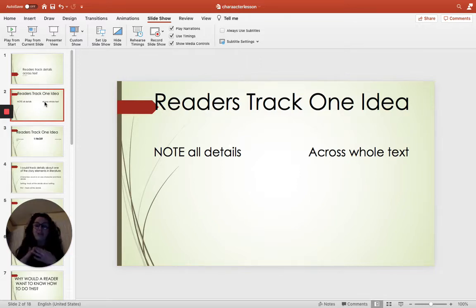Well, tracking is very similar, but it's also very different. And this is how it's very different. With tracking, you don't just say the important information in a story. You track all of the details across the whole text. Okay? So that is how Miss Mozol is going to explain tracking to you.